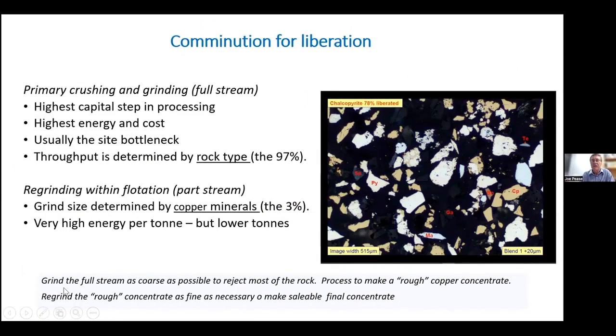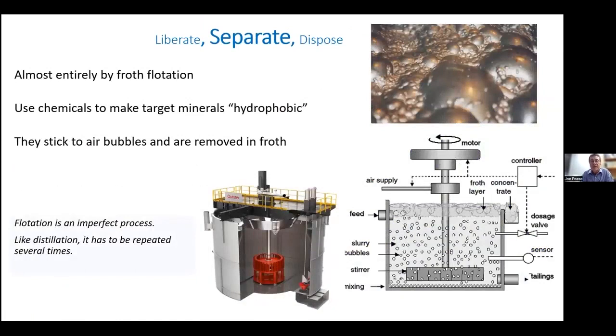So the general principle in minerals processing is to grind the full stream as coarse as possible, as coarse as you can get away with, to reject most of the rock. And just process that to make what we call a rough copper concentrate of low tonnage. And when we've got that rough concentrate, we regrind that as fine as we need to make a saleable final concentrate. So from the liberation, the grinding, the crushing, we now move into the separation stage.